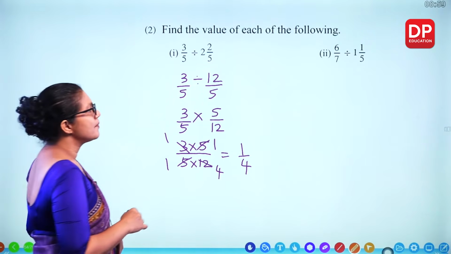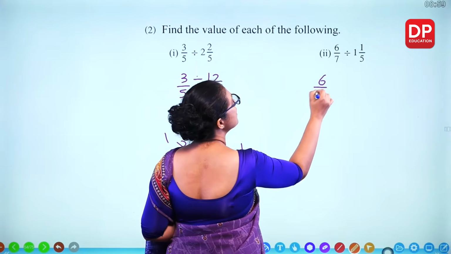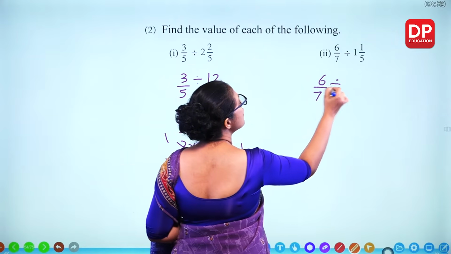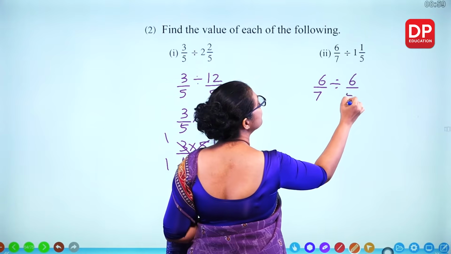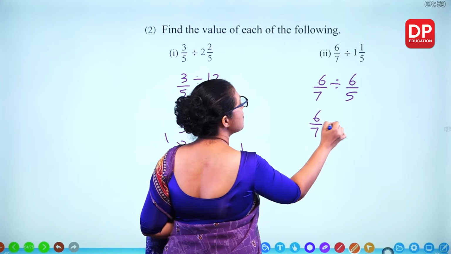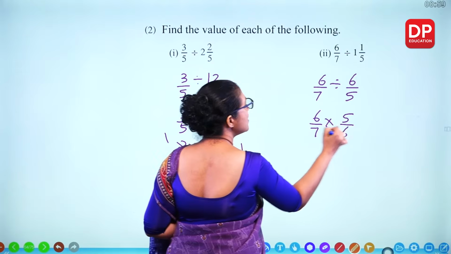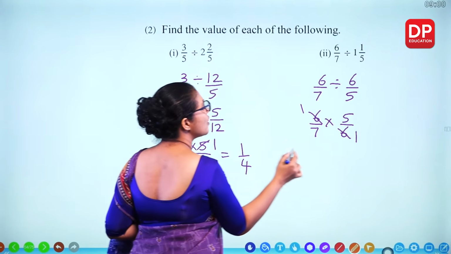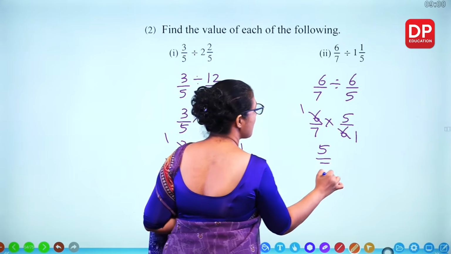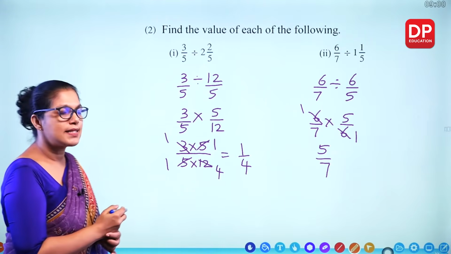Take this one. 6 over 7 is there. This one, convert to improper fraction. 6 over 5. 6 over 7 multiplied by 5 over 6. 6 gets cancelled out. Here, what's remaining? 5 over 7.